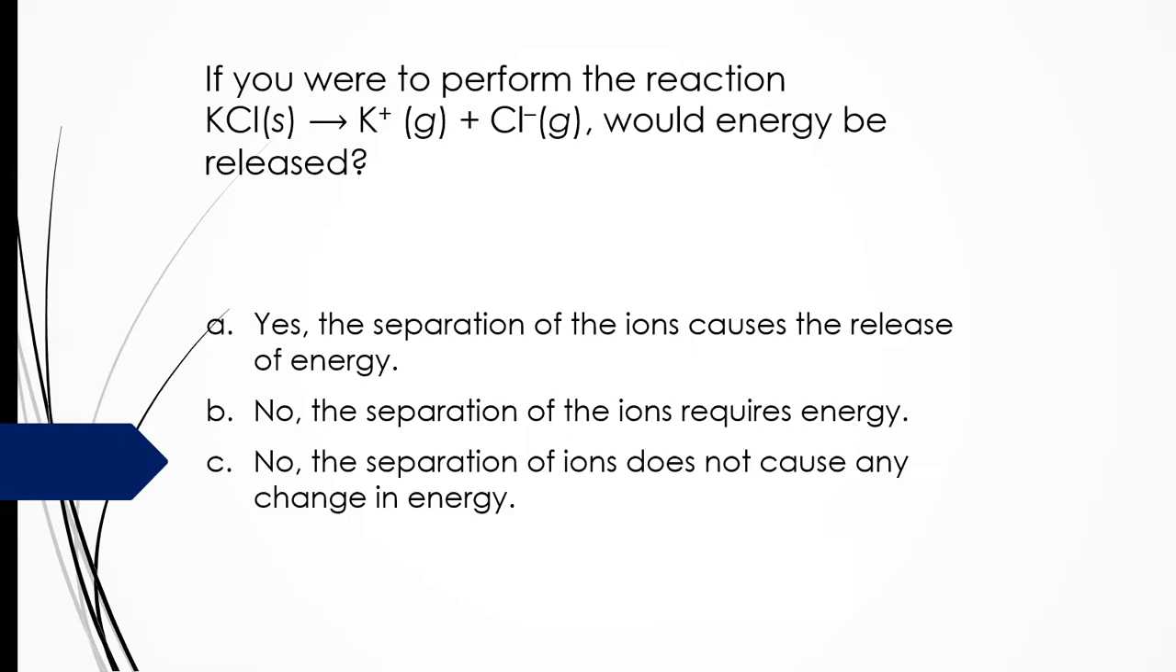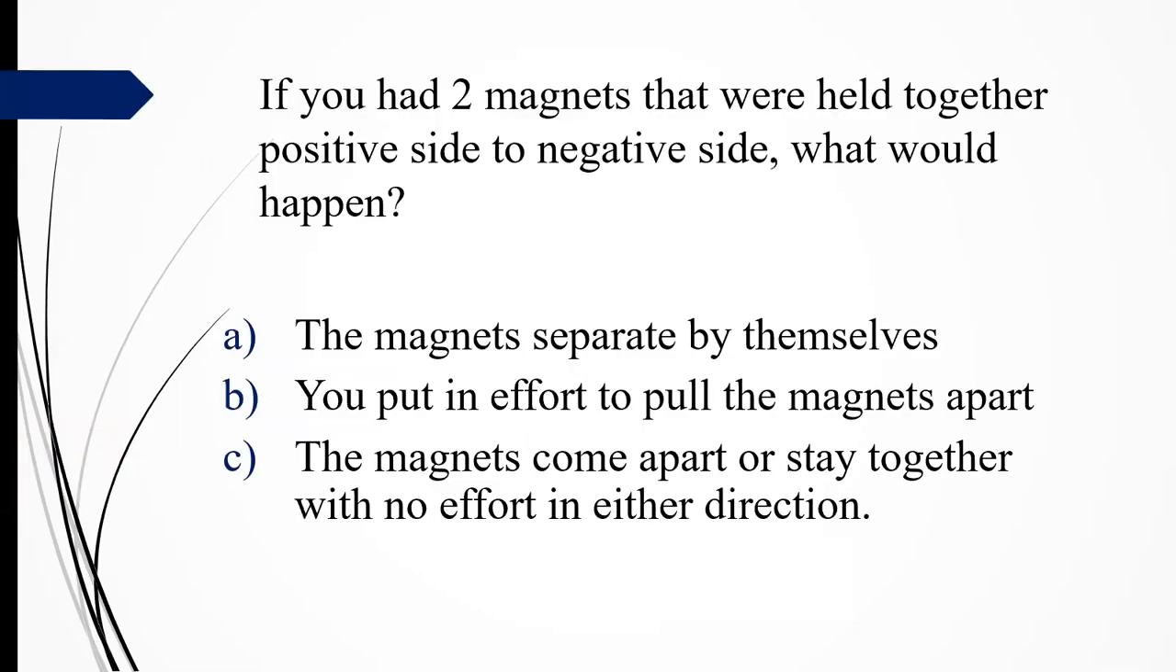Now, you might not have known what your answer should be, and so I want to rephrase that question. If you had two magnets that were held together, positive side and negative side, what would happen? Do the magnets separate by themselves? Do we have to put in effort to pull the magnets apart? Or do the magnets come apart and stay together with no effort in either direction? You can try this. Go get two refrigerator magnets, stick them together, and then try to take them apart.